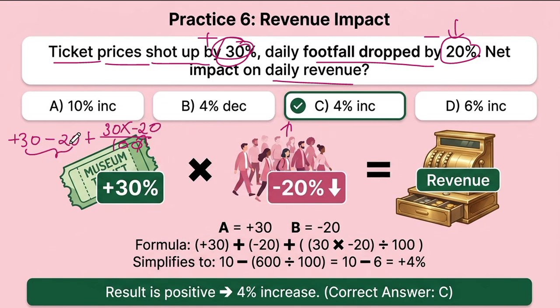So 30 minus 20 is 10, plus, if we multiply positive into negative it becomes minus, 30 into 20 is 600 upon 100. So the zeros get cancelled, 10 plus minus 6 is 4%. That means the result is positive, so a 4% increase. So the correct answer is a 4% increase in the revenue.